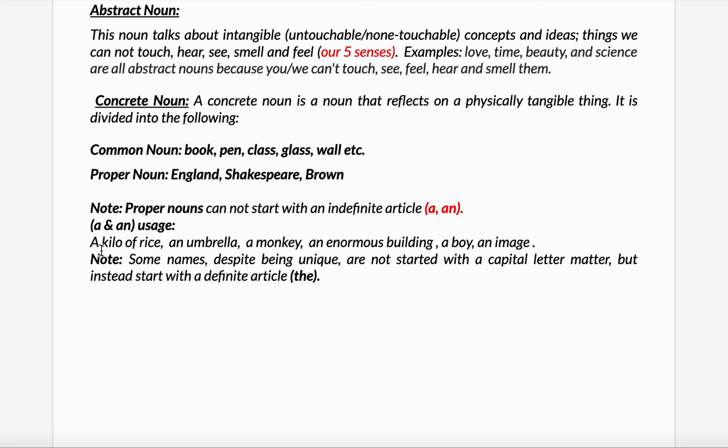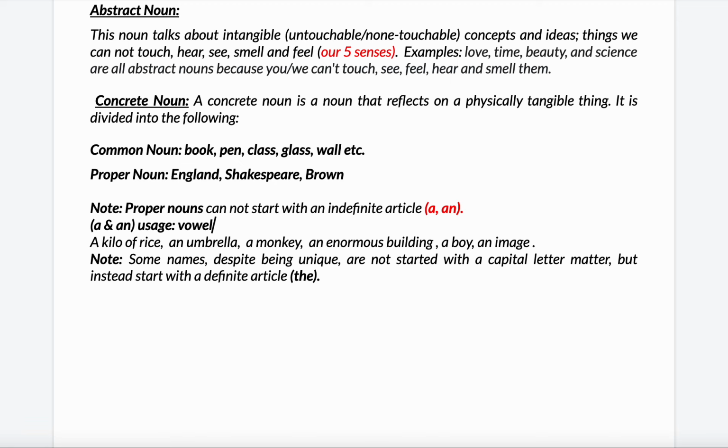We use a before any noun that starts with a consonant. Consonants are those 21 letters out of the 26 letters of the alphabet. The example says a kilo. Why don't we say an kilo? Because it doesn't make sense. We use a before kilo because kilo begins with a consonant. A kilo of rice. We say an umbrella because umbrella begins with a U. U is part of the 5 vowel letters.